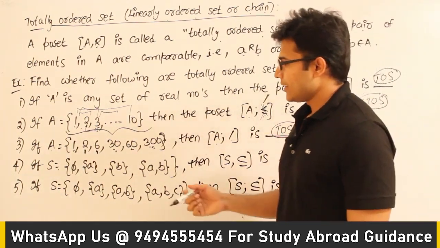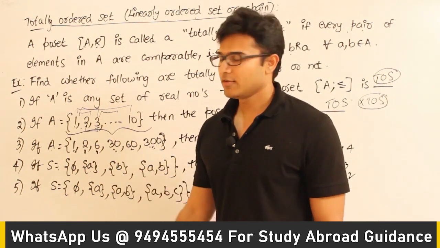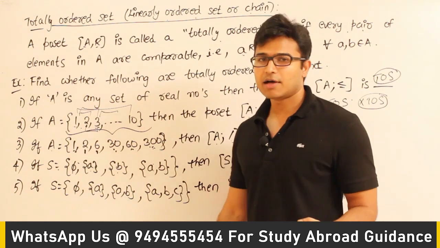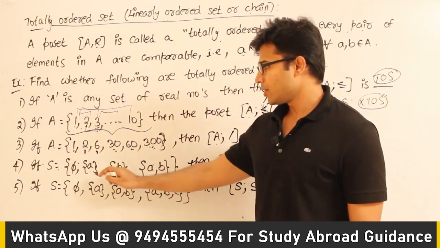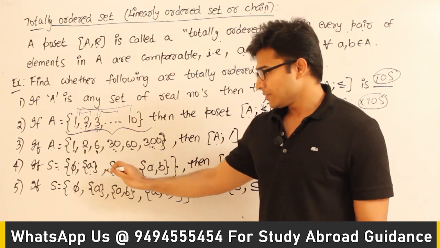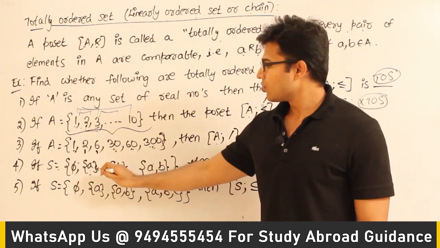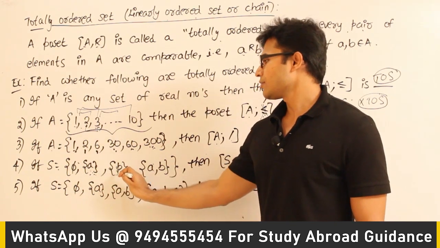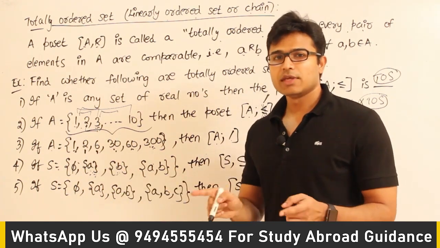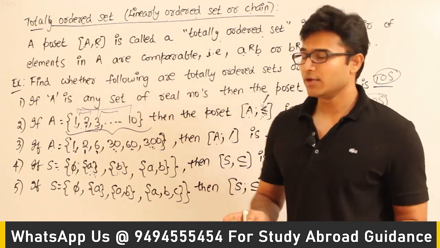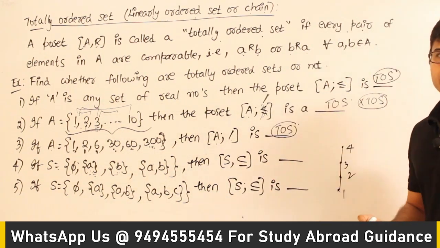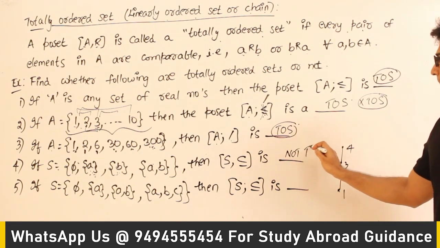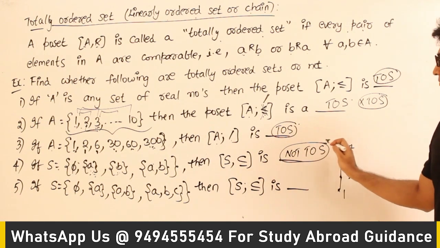For example, I can say that phi is a subset of A, phi is a subset of B, phi is a subset of AB. Fine, phi is comparable with every other element. What about A? Is A a subset of B? No. Therefore, these two cannot be compared. A is not a subset of B, and B is not a subset of A. So they cannot be compared in any way using this subset or proper inclusion relation. Therefore, we can say that it is not a totally ordered set.